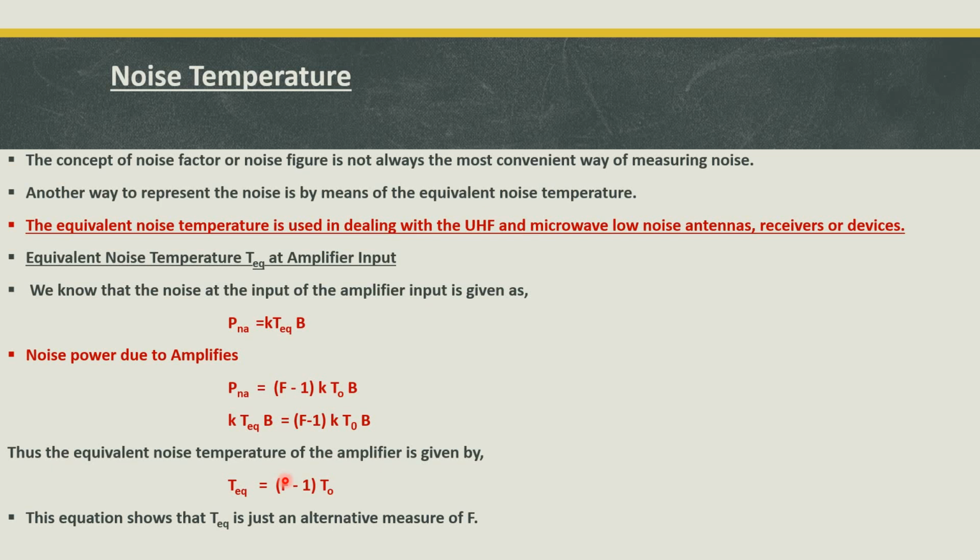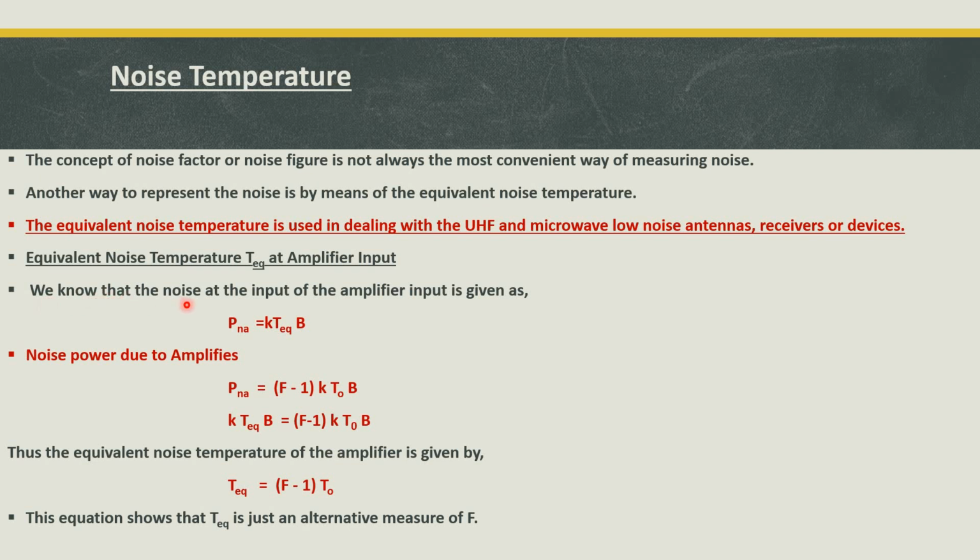So now the noise temperature. The next one is the same noise represented in terms of temperature. In some particular situations, the equivalent noise temperature is used in dealing with UHF and microwave low noise antenna receivers or devices. In that situation, instead of calculating noise factor, the equivalent noise temperature calculation will be very easy. So that's why we calculate equivalent noise temperature at the amplifier side in the frequency range of UHF and microwave.